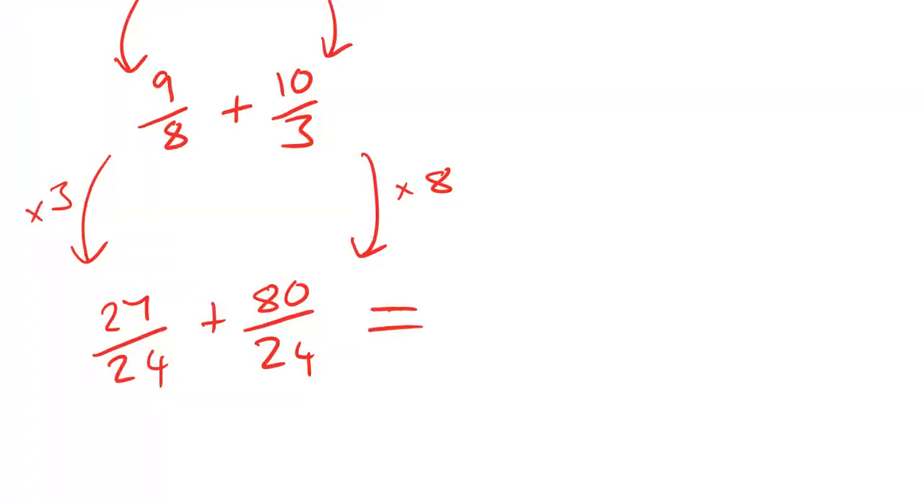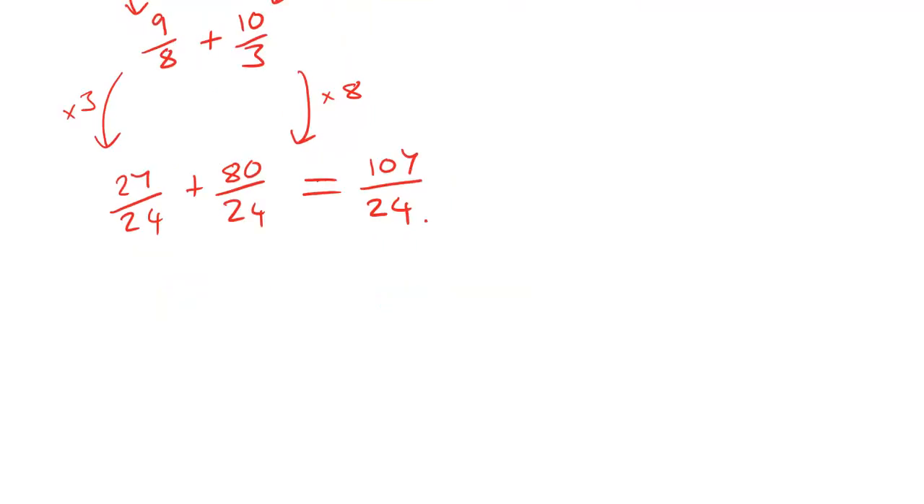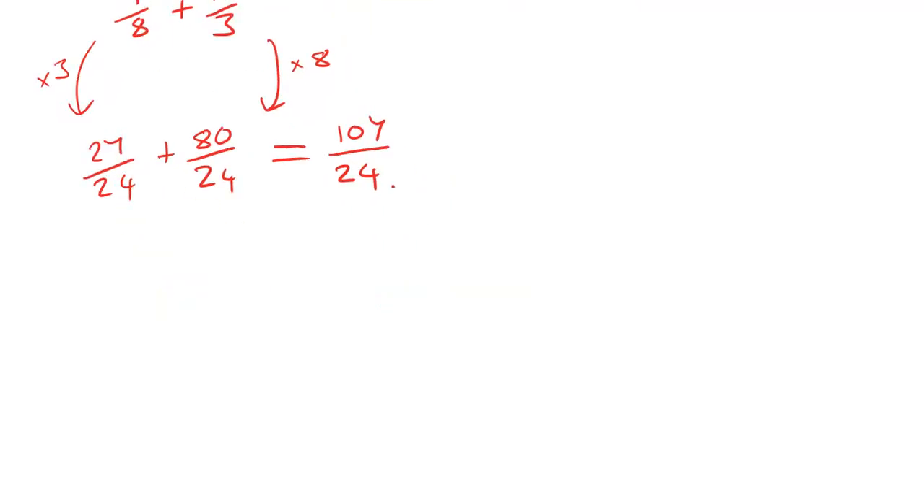And now I can add them because I've got the same denominator. So 27 plus 80 is 107. So I have 107 over 24. Now, the only challenging thing with this question is we really need to try to write this again as a mixed number. So I think about counting in 24s.